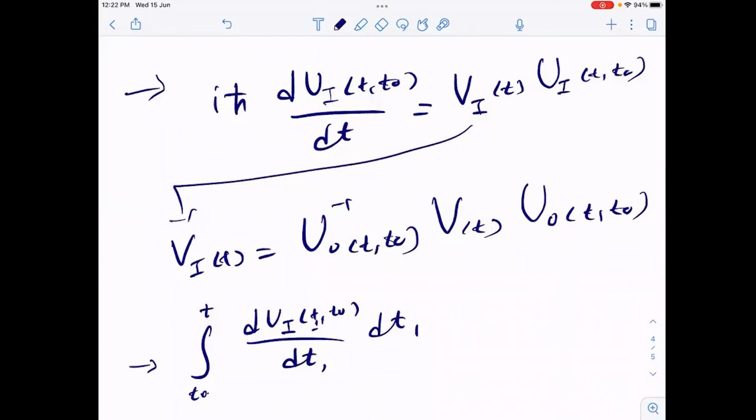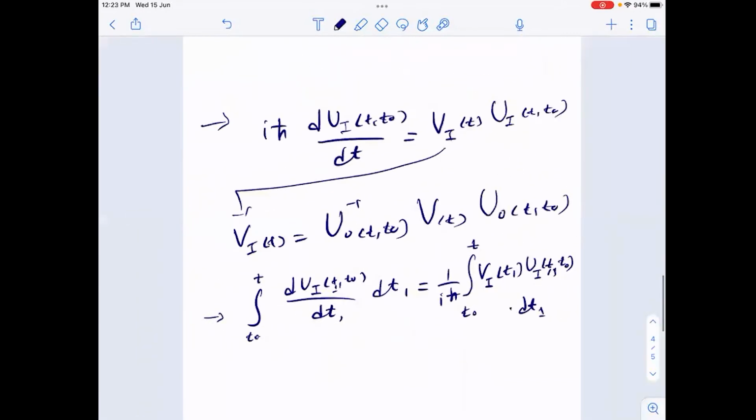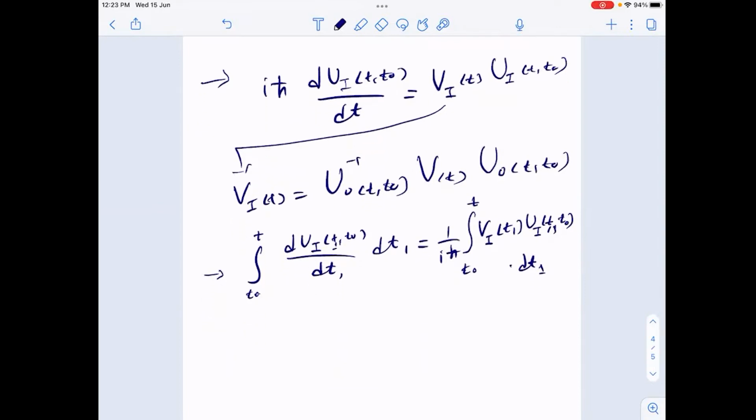What will be the right hand side? 1 upon i h cut, integral t0 to t, VI(t1) UI(t1,t0) dt1. So this is 1 and this is comma. Okay, so to make the distinction, sorry for the bad handwriting. dt1, this is 1. Okay. So if you simplify it, what will be the left-hand side?